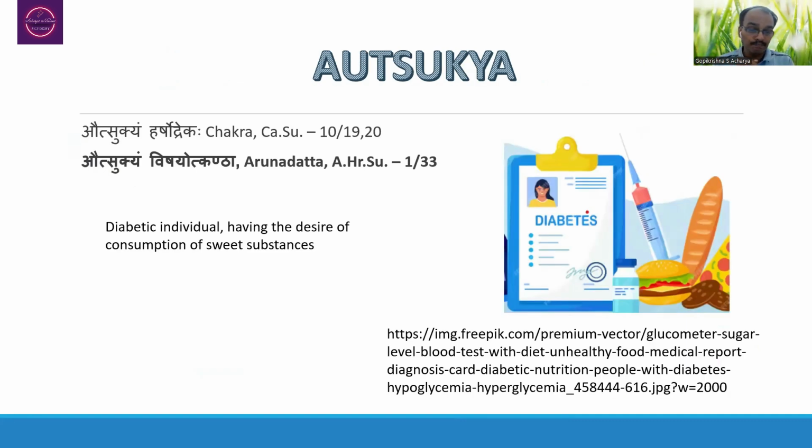Next, about the Autsukya. What is this particular Autsukya? Harshodrekaha, says Chakrapani. Whereas Arunadatta says Vishayotkantha. That means having much more desire than normal. For example, if the person is a diabetic individual and he has a desire to consume sweet substances, that could be Autsukya. He knows that he is suffering from diabetes, and he knows that if he consumes sweet substances, that may lead to worsening of the condition. Still he is consuming it, and that is considered to be Autsukya.